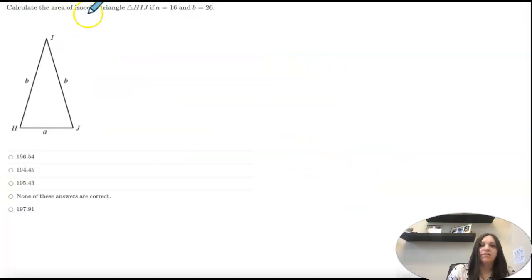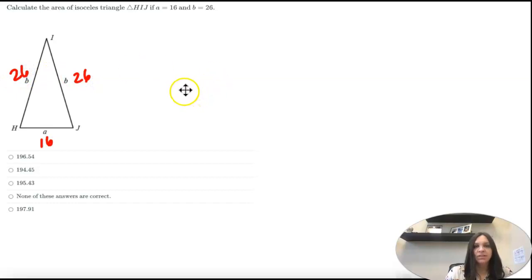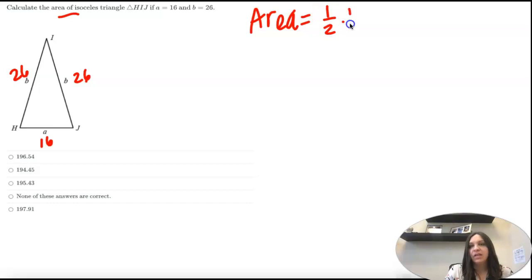Calculate the area of the isosceles triangle if A is 16 and B is 26. So, let's see. Area of a triangle? Do you remember? 1/2 times the base times the height. So we know the base is 16. We need to find the height.